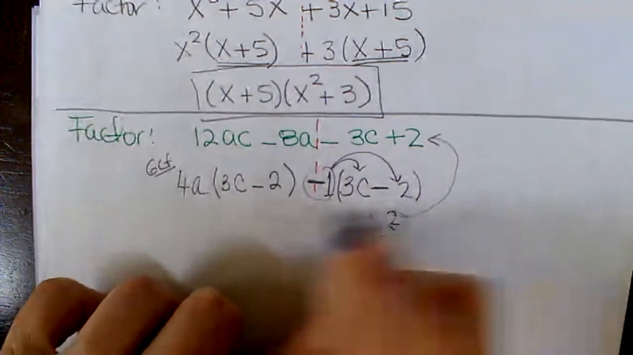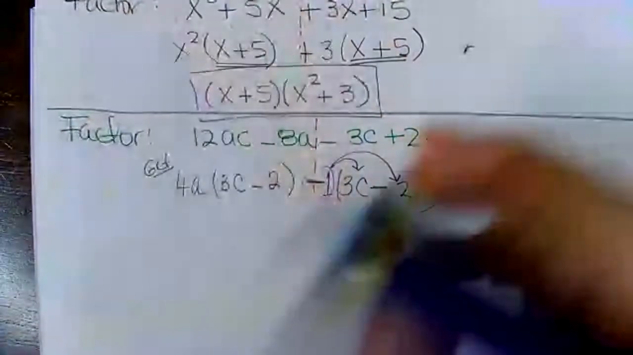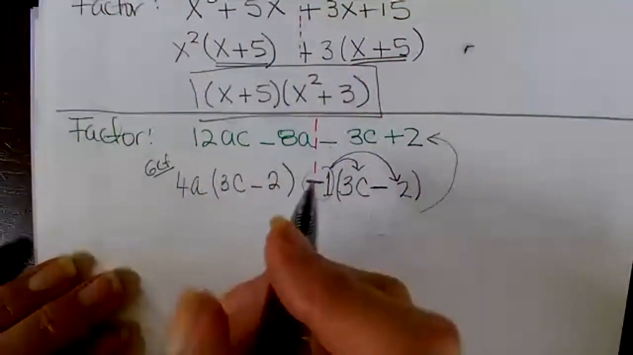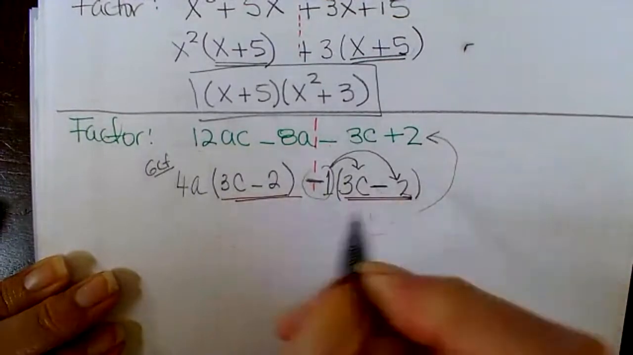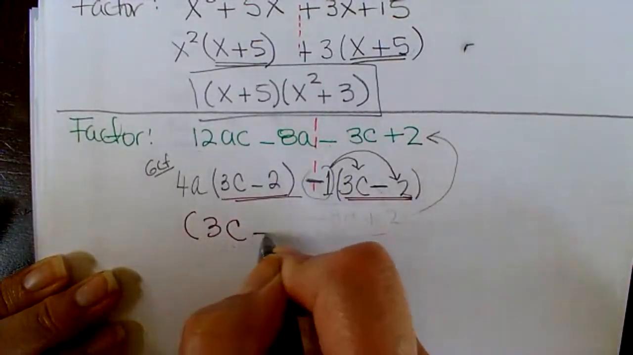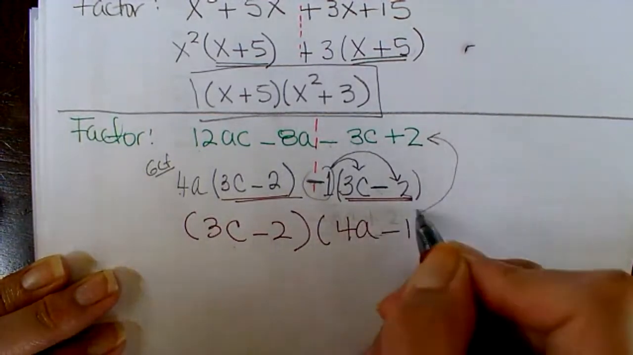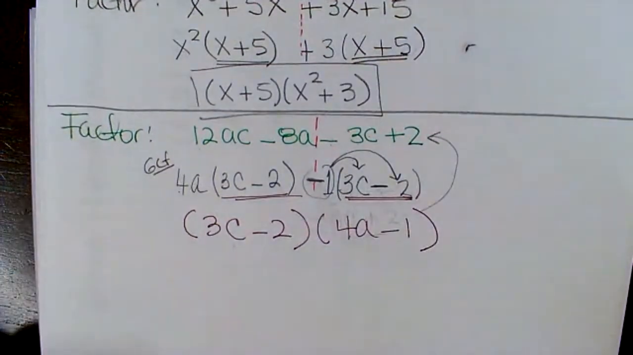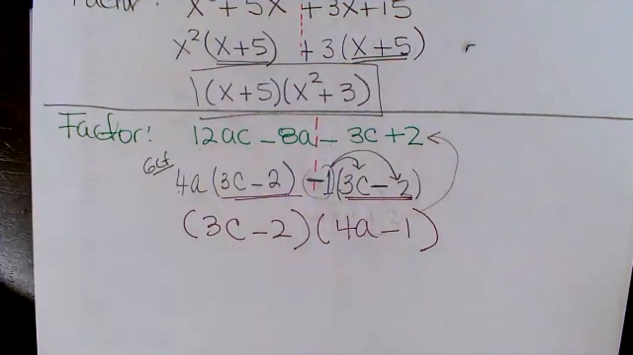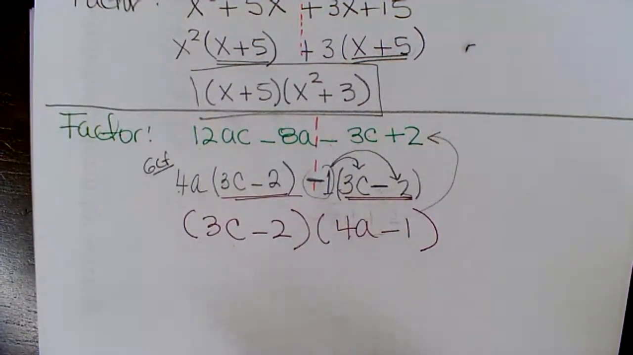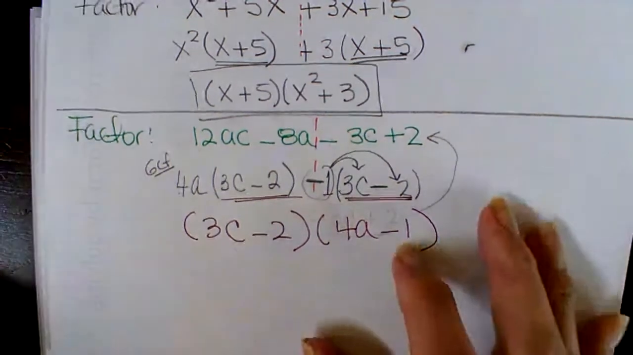Now, what is my greatest common factor? 3c minus 2. And what do I have left? 4a minus 1. Okay? And let me see if I have another one like that one. Yes, I do. Let's do another one of these, okay?